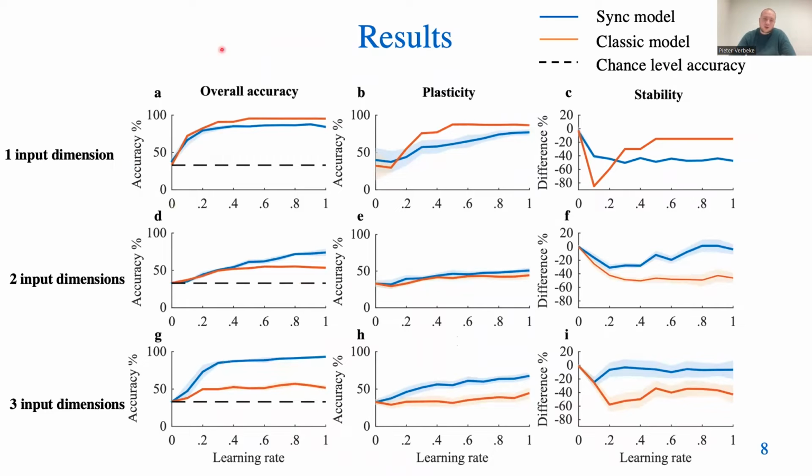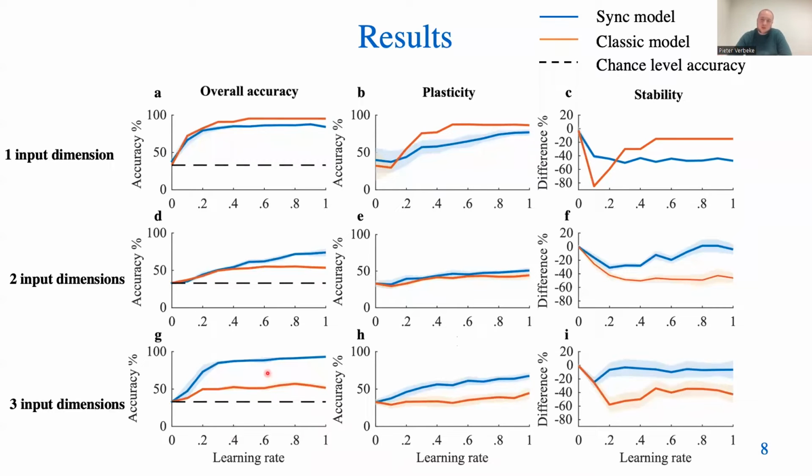We also evaluated plasticity, in the sense of how fast it learns a new task rule. So here we show accuracy, plasticity, and stability results in different columns. And for the tasks with different input dimensions, so 1 input, 2 input dimensions, 3 input dimensions, we show results for the sync model, so our model that divides tasks into separate modules, in blue, and for a classic network that did not do this, in orange. The x-axis represents the different learning rates that were used for the simulations.